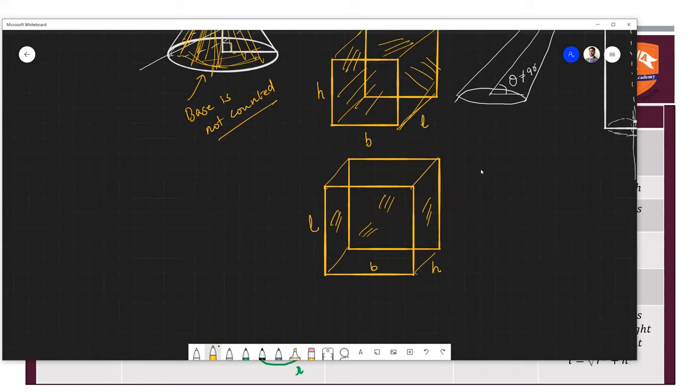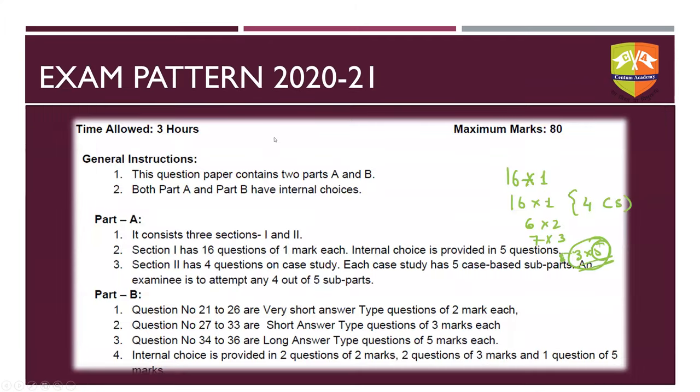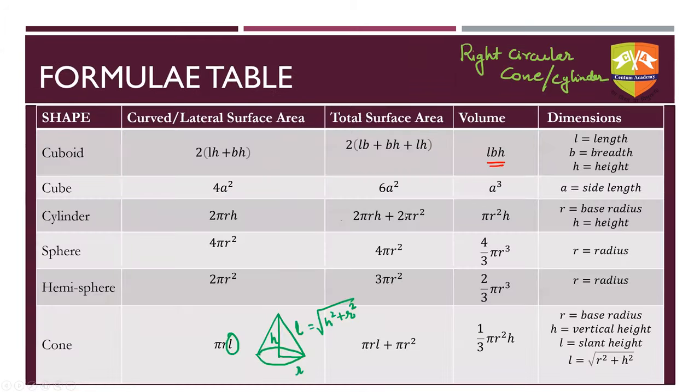Because lateral surface area there is nothing but the curved surface area, as we call it. There's only one curved surface, so there is no need for clarification or any orientation, right? Is that fair enough? So for the cube, 4a square is the lateral surface area, 6a square the total surface area, and a cube the volume. I don't need to repeat all of this, it will be too boring. Anyone wants me to repeat this?